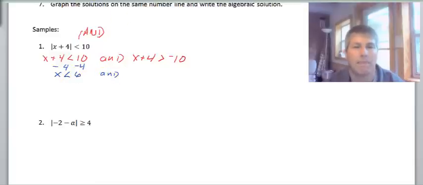And we'll subtract 4 from both sides. X is greater than negative 14.